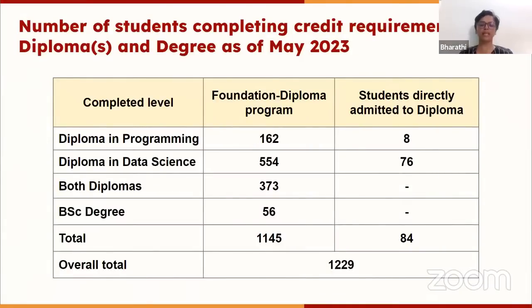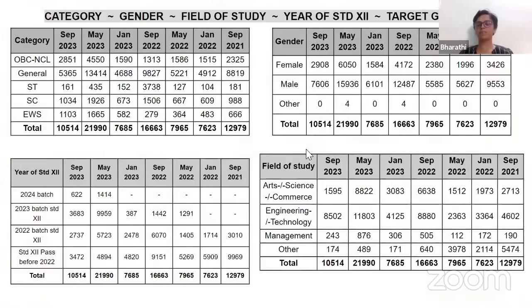This is just to give you an idea of how many people have completed diploma so far and the BSc degree. You can see that 56 students have already completed the BSc degree. They are in the BS level. 373 students have completed both diplomas and 1 diploma is also given here. These are just data that we maintain on our side about the learners in the program. Gender wise, you can see we have a 25-75 split. Basically, people who apply are 25% female and 75% male.